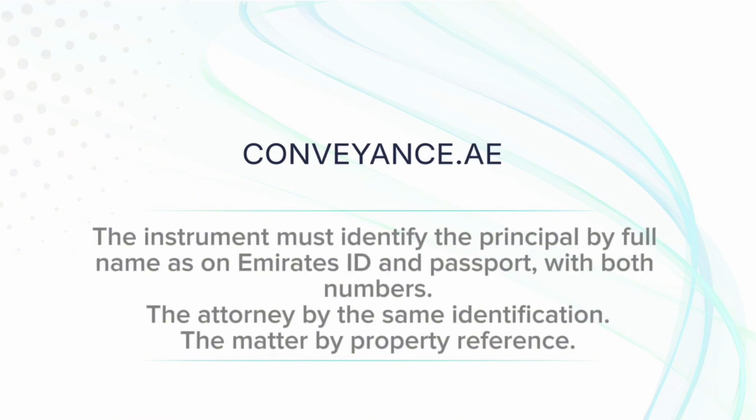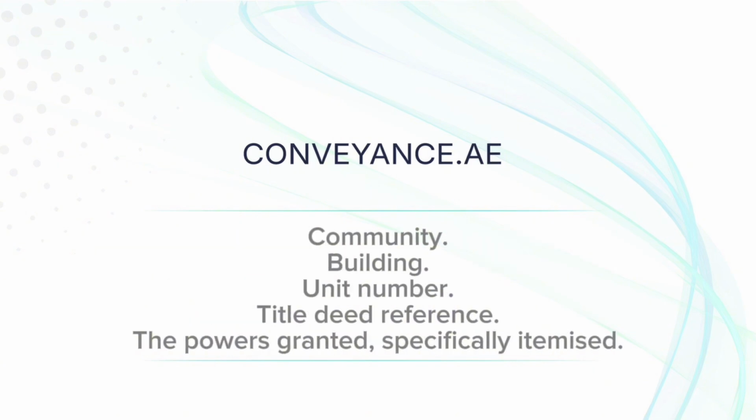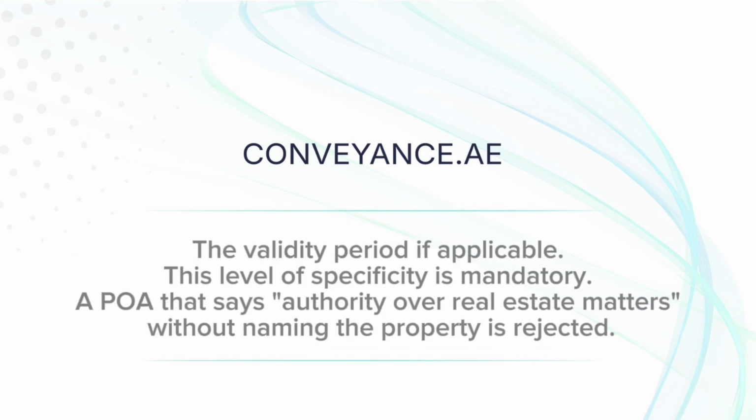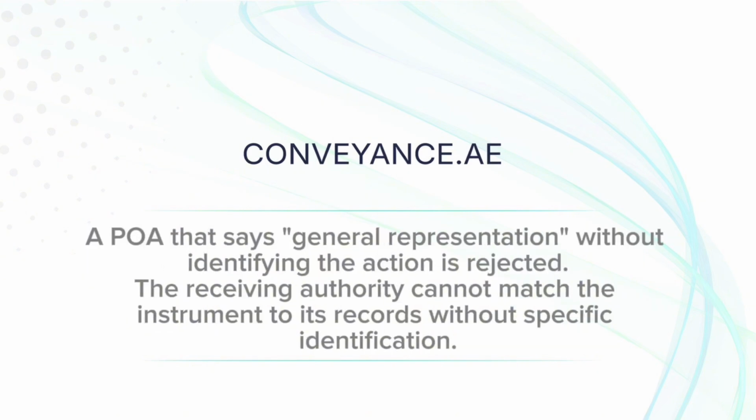The instrument must identify the principal by full name as on the ID and passport, with both numbers. The attorney by the same identification. The matter by property reference: community, building, unit number, title deed reference. The powers granted, specifically itemized. The validity period, if applicable. This level of specificity is mandatory. A POA that says authority over real estate matters without naming the property is rejected. A POA that says general representation without identifying the action is rejected. The receiving authority cannot match the instrument to its records without specific identification.